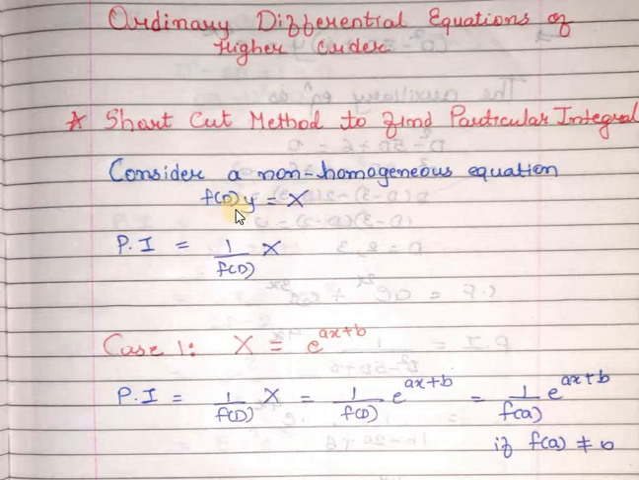Now to find the solution of this type of equation, we will have to find out two things. First is CF and second is PI. Now what is the meaning of CF? CF means complementary function and PI means particular integral. So the particular integral can be found by this formula: PI is equal to 1 divided by f of D into capital X.